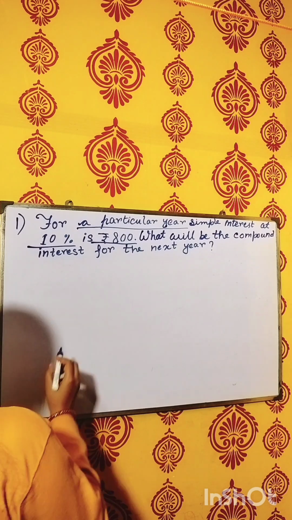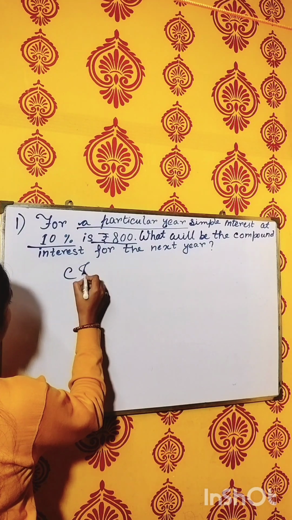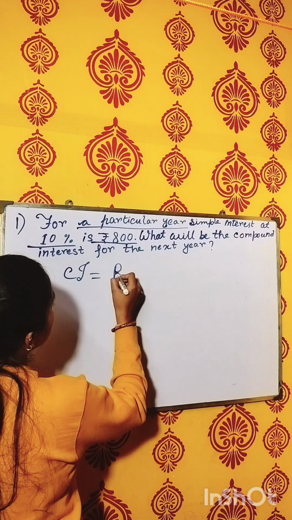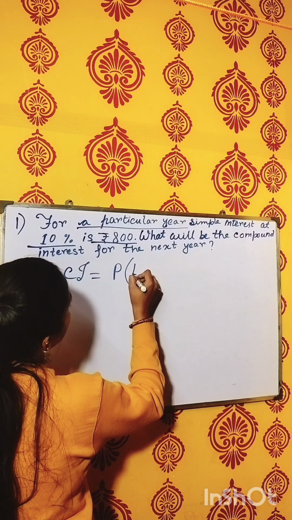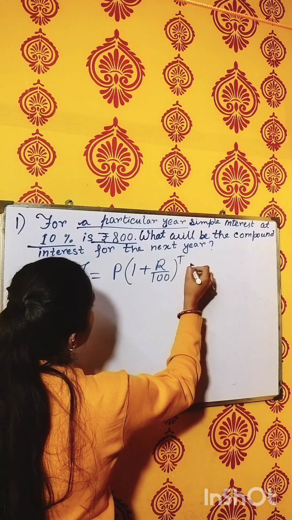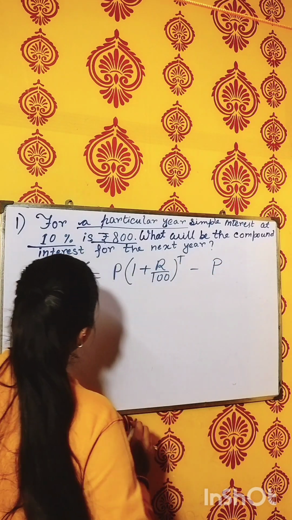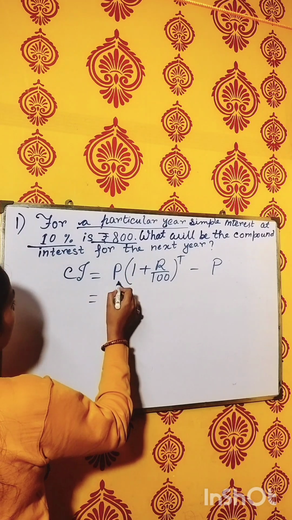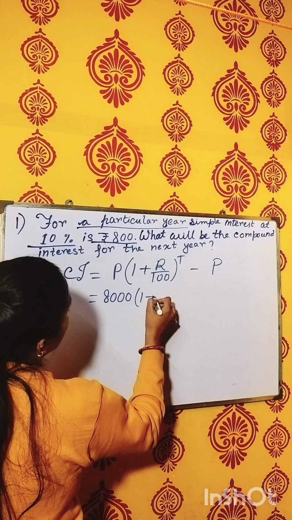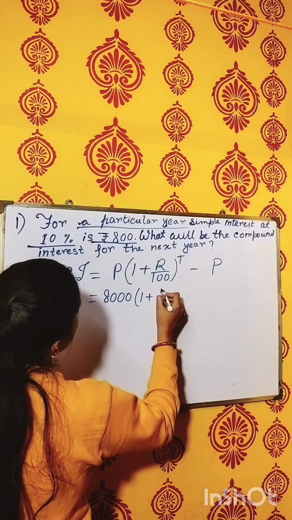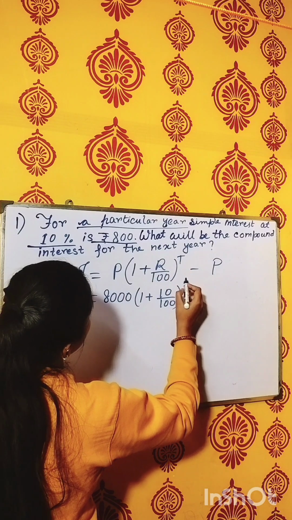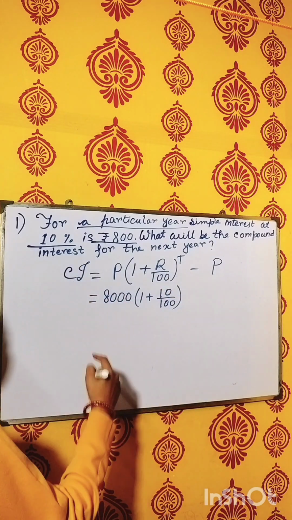Now we will write the formula of compound interest. The formula of compound interest will be CI equals principal P multiplied by (1 plus R by 100) whole to the power time T, minus principal. Now we put the value of principal here, 8,000. R is equal to 10% as mentioned in the sum. Time here will be 2 years.